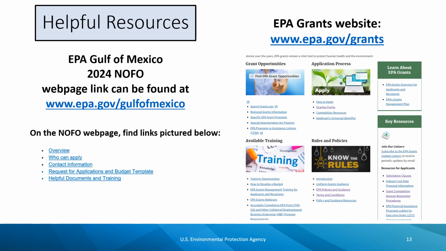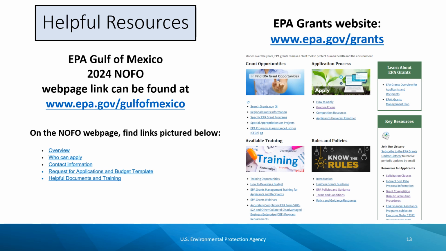On this slide, you will find 2 links to additional helpful resources. The first is to GMD's Gulf of Mexico website, epa.gov/Gulf of Mexico, where you can find a link to the Gulf of Mexico 2024 NOFO webpage. On that webpage, you can find links to the NOFOs themselves, the question and answers document, this presentation, a common errors document for assistance in filling out forms, and other helpful links, including assistance in developing a budget.